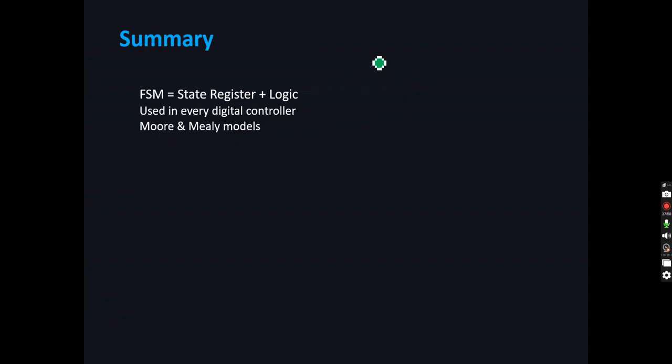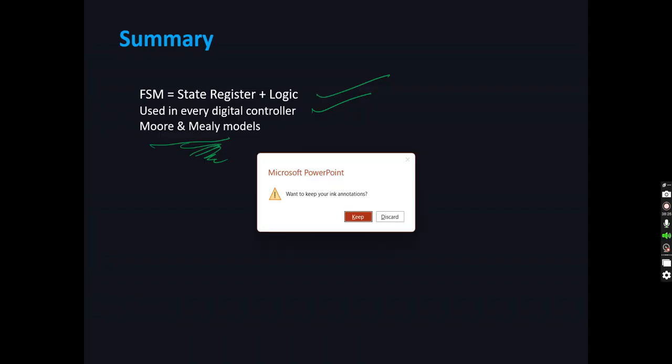And see, we are going to wind up the session. FSMs are actually the combination of state registers as well as combinational logic. It is used in every digital controller. Almost every digital controlling circuit or IC has FSMs, and they're mainly classified as Moore and Mealy. These are the main things we have to understand about Mealy and Moore.